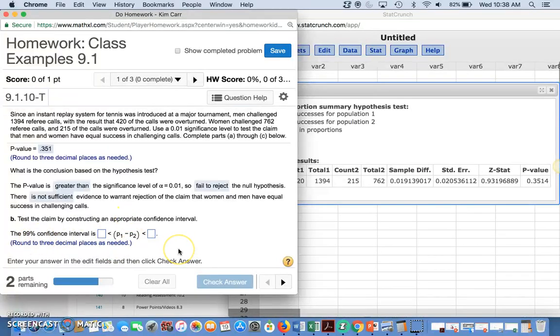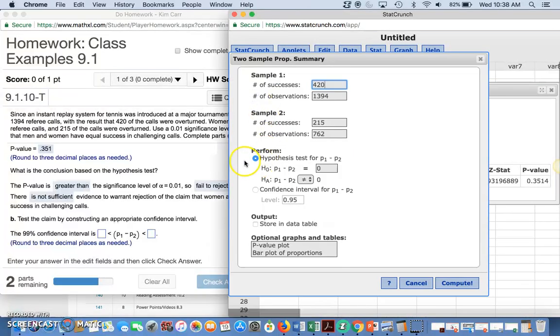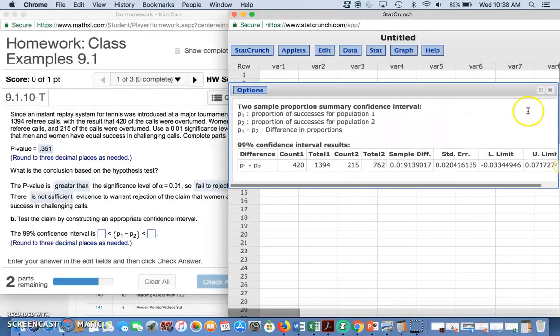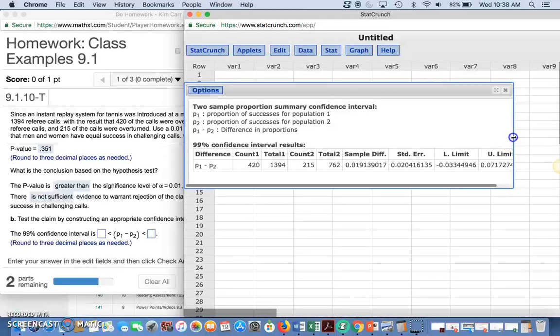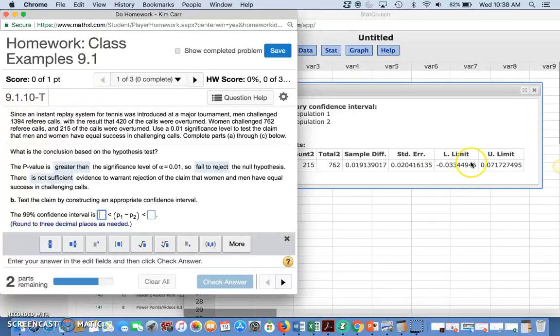Okay, now they want you to do the same one as a confidence interval. So if you come back over here and do options, let's do edit. Instead of hypothesis, we'll just go down to the confidence level. What confidence level? Since our significance level was 0.01, our confidence level needs to be 0.99. So then we compute. Now what you want here is a lower limit and an upper limit. The lower limit that you're going to use is right here.